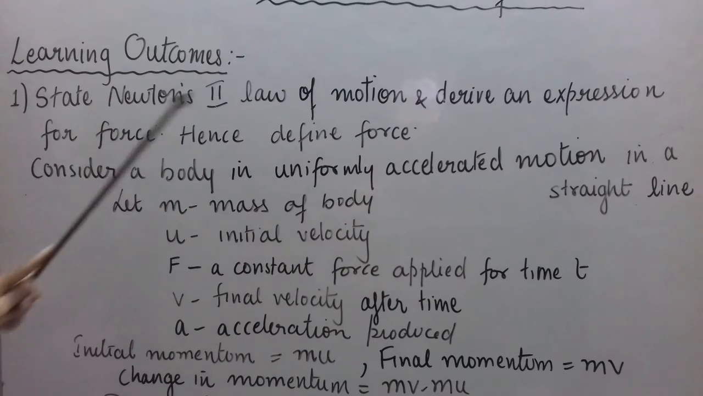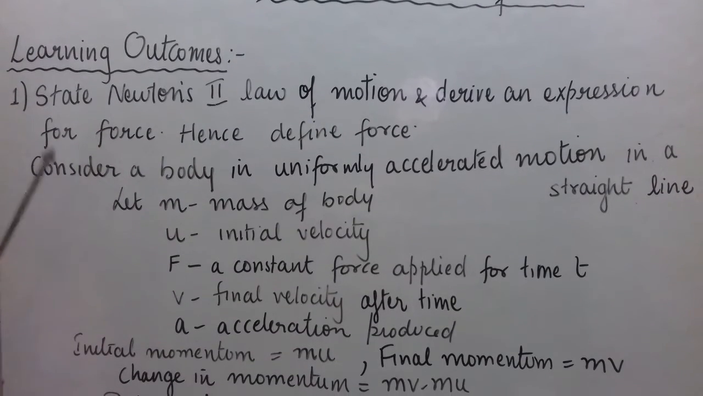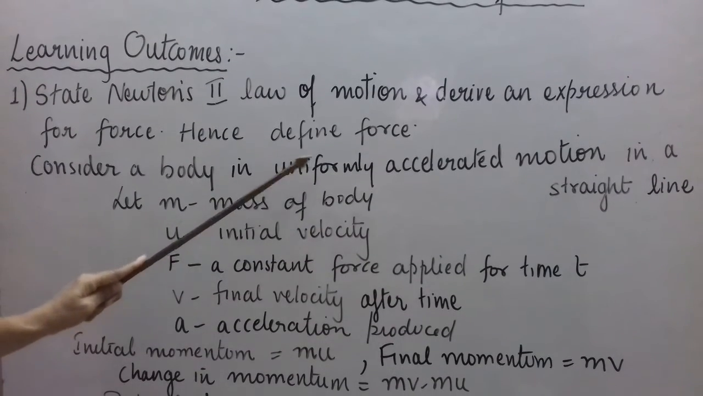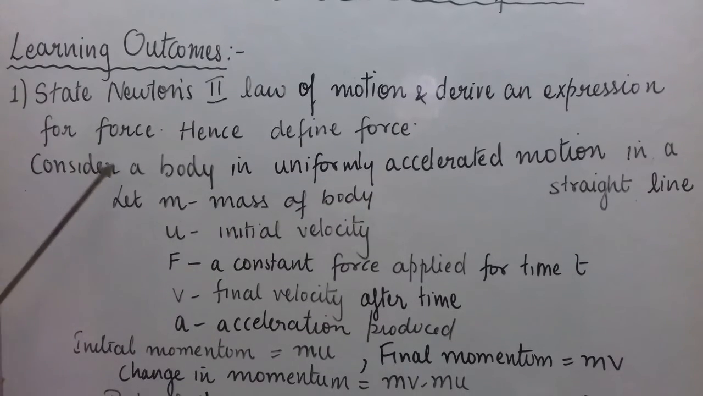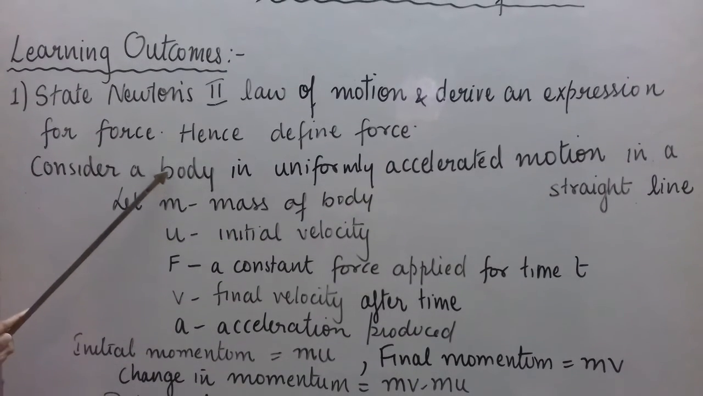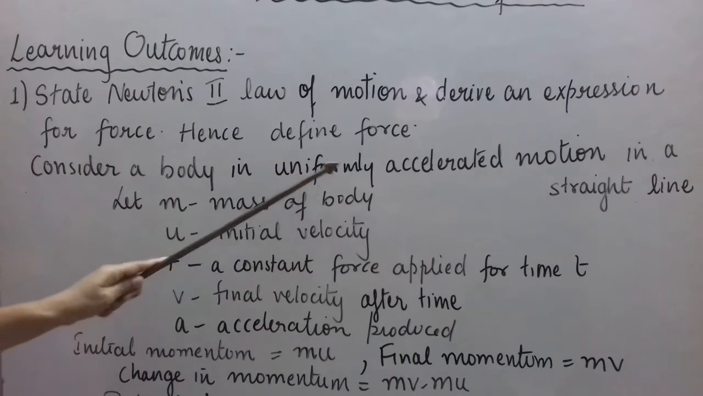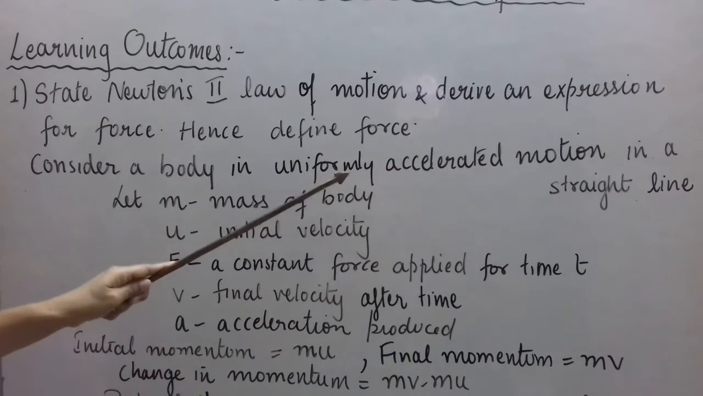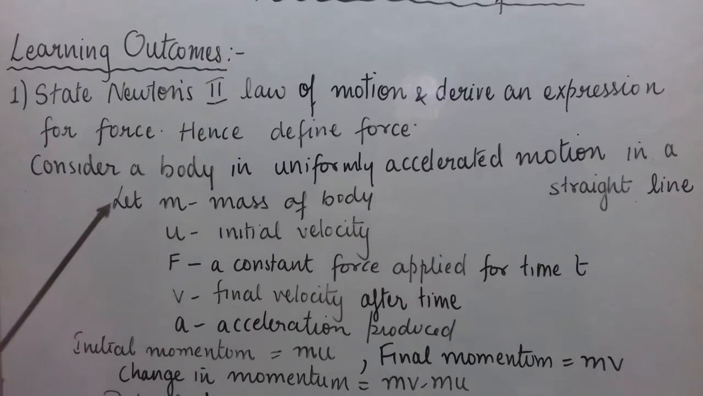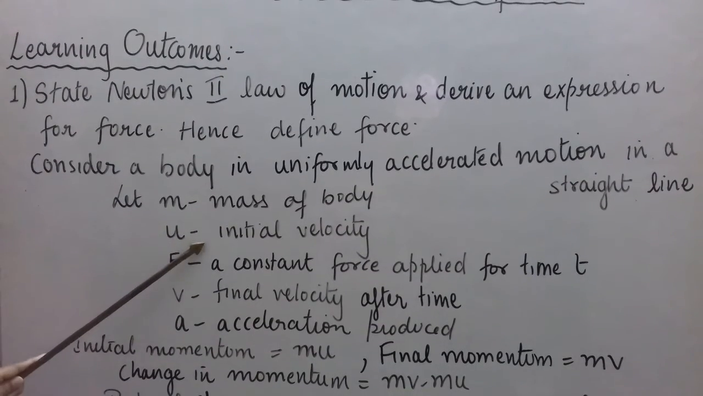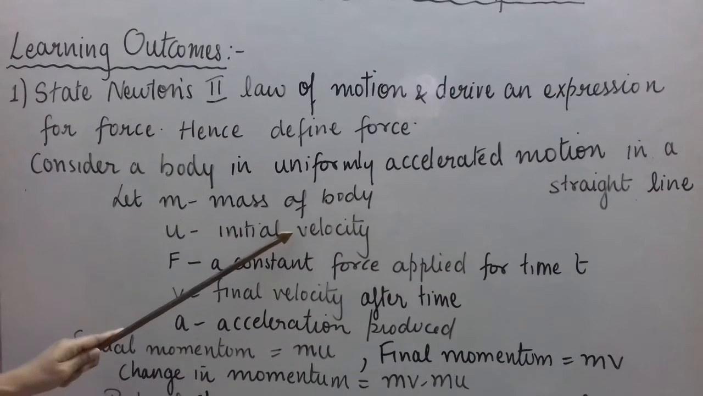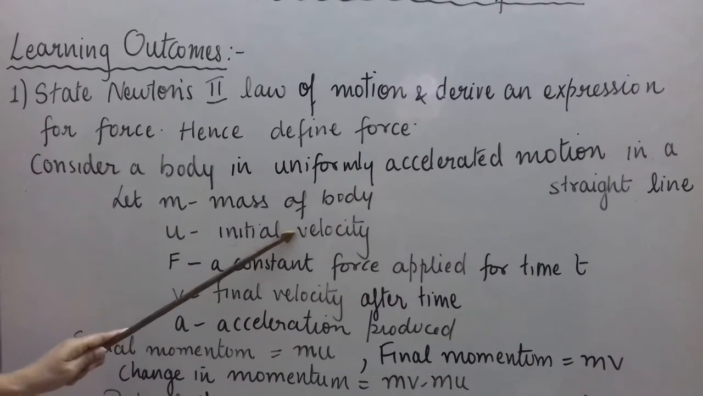Now let us see the derivation of force. First give the introduction part. Consider a body in uniformly accelerated motion in a straight line. So let us consider that a body is in motion, and it is in what kind of motion? Uniformly accelerated motion, and the motion is along a straight line. Let m be the mass of the body, u be its initial velocity. Initial velocity means when time t is equal to 0.